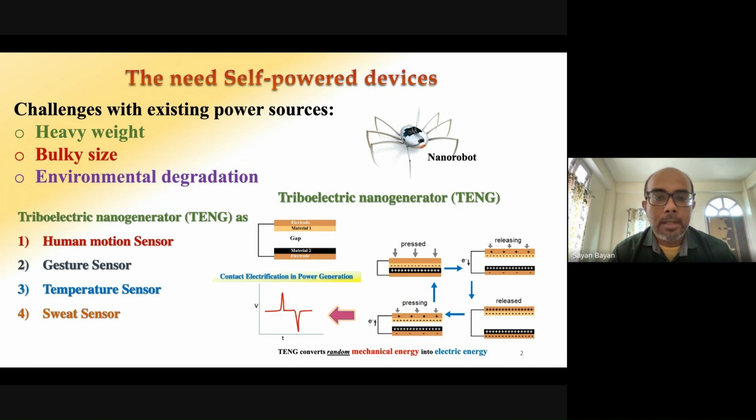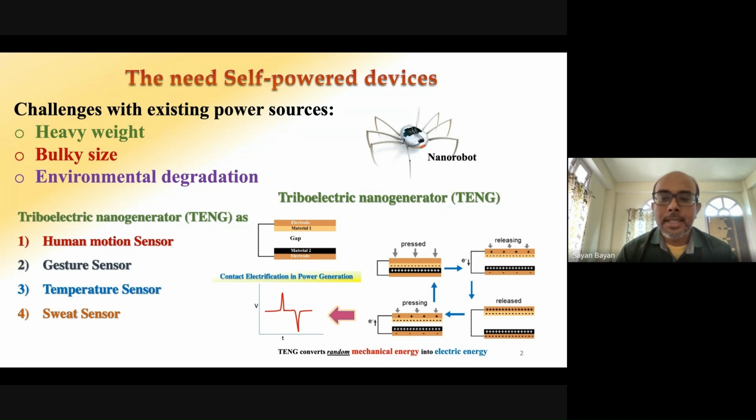So we need alternative sources of power. If we can harvest environmental energy which is around us, then we can have some self-powered devices, just like the example of the solar cell. We can also harvest mechanical energy which is around us. Using that kind of mechanical energy, one can convert it to electrical energy.